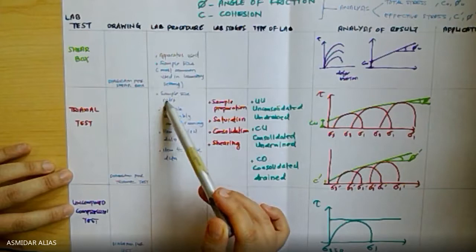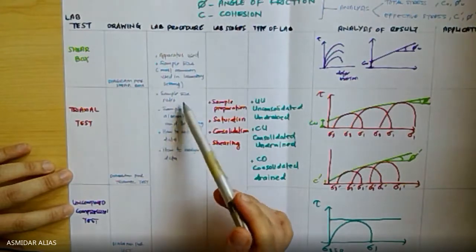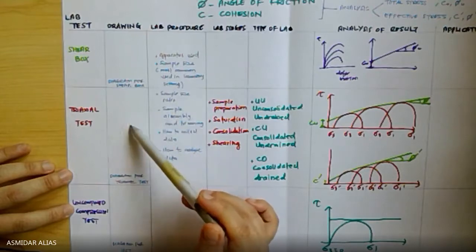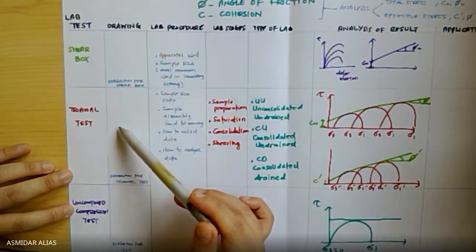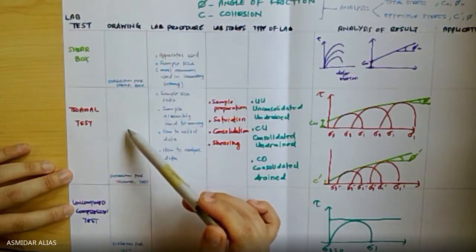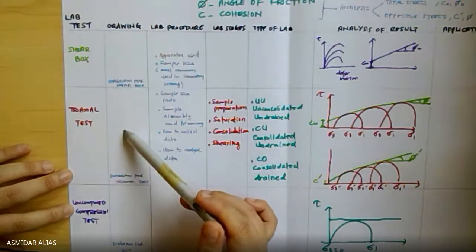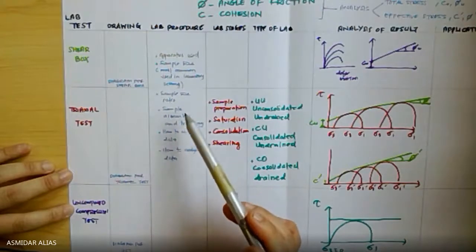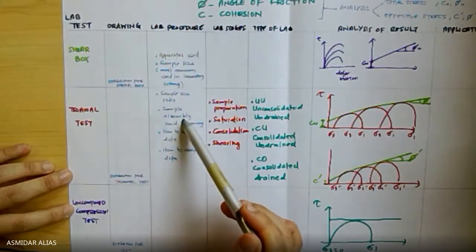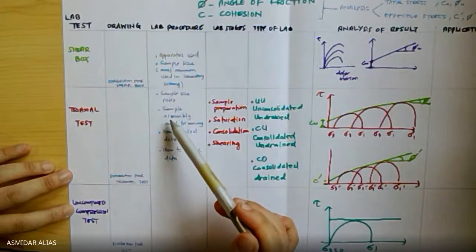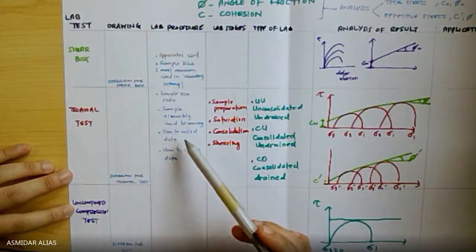Some of these tests need a specific sample size ratio. For example, your triaxial test, you need 1 diameter, and the height is 2 times the diameter. So a 1 to 2 ratio of diameter to height. And then of course you need to know how to assemble the sample to the machineries, and how you do the testing.